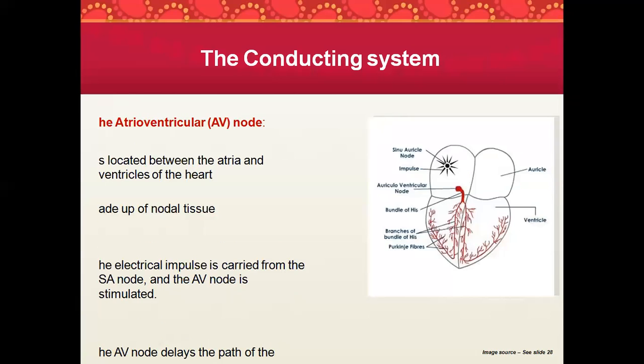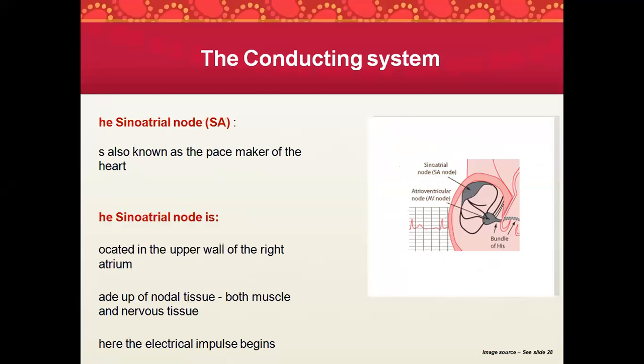Now coming to your AV node. Can you see in the picture the black dot with the star mark? This is your SA node. The atrioventricular node, this is your AV node. The atrioventricular node is located between the atria and the ventricles of the heart. Even these are made up of nodal tissue, both muscle fiber and nervous tissue.